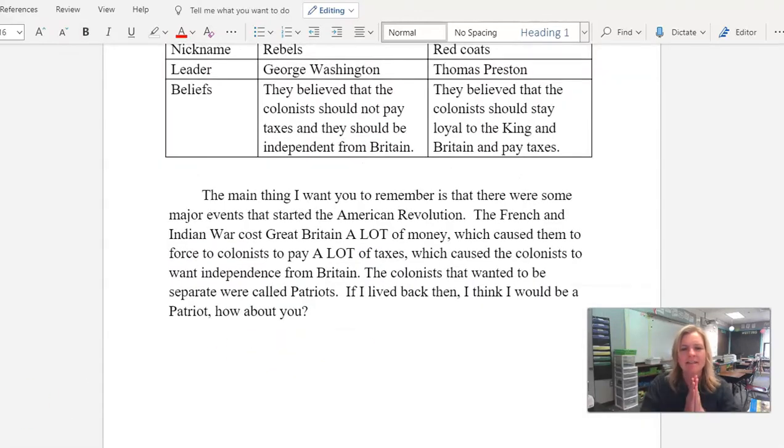Here is my conclusion for chapter 1 that I wrote. And I used one of the ideas from the paper in your learning packet I started with. The main thing I want you to remember is that there were some major events that started the American Revolution. The French and Indian War cost Great Britain a lot of money, which caused them to force the colonists to pay a lot of taxes, which caused the colonists to want independence from Britain.